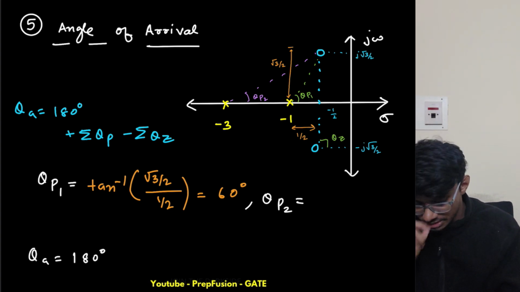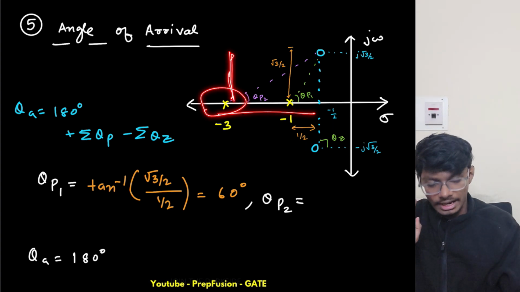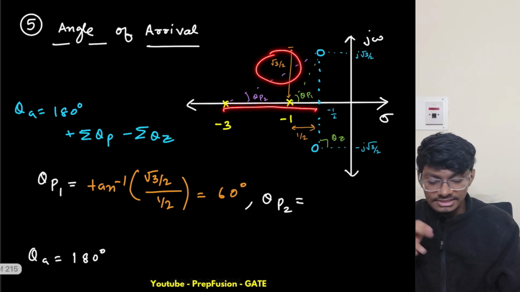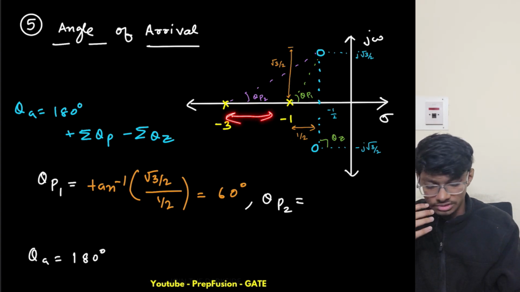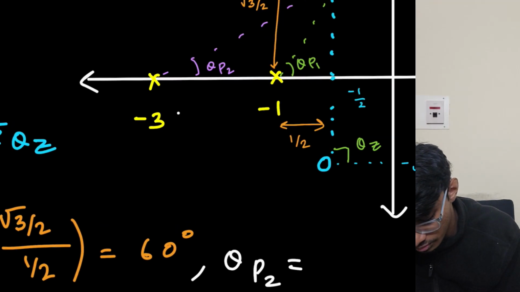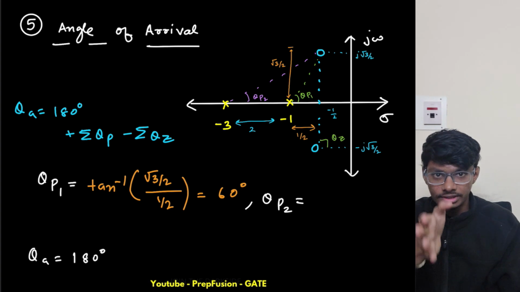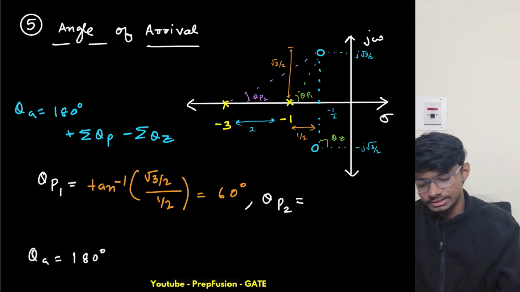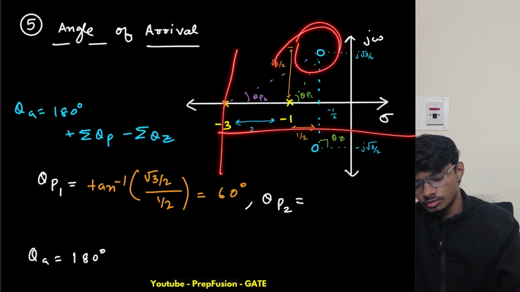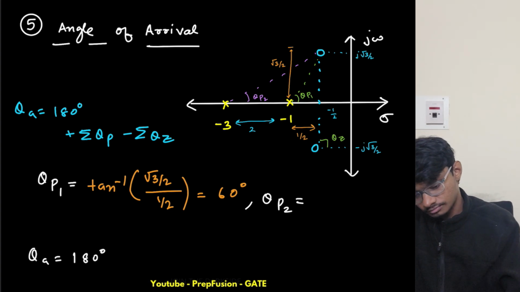Now what is theta p2? What is the x distance? The y distance is the same, since both poles lie on the real axis, so the y height will be root 3 by 2. But x has increased further by 2 units, because here I already had half and I'm going further behind by 2 units. So again this is positive, in front of minus 3 and above minus 3, so it is again in the first quadrant. So again my angle will be tan inverse y upon x simply.